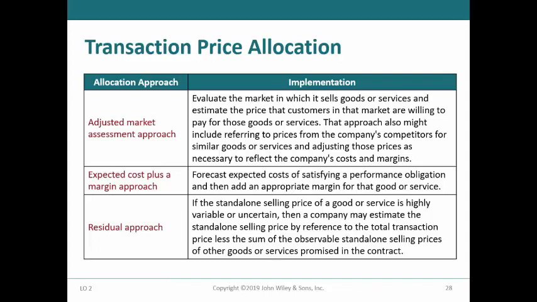Another approach is to add an appropriate margin of gross profit to the cost of the goods or services being offered. The last approach is to allocate the overall transaction price to the goods and services that have standalone selling prices, with the residual amount left allocated to the other good or service promised in the contract.